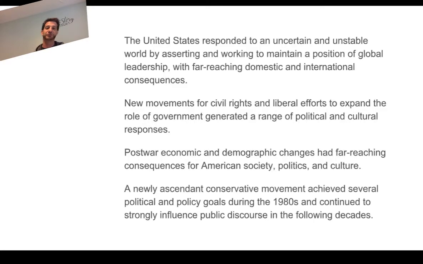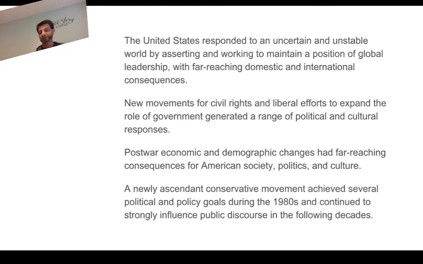So I want to start off with the major key concepts of these periods. Again, with key concepts, it's not so important that you're knowing the exact language, or memorizing this word for word, but that you're getting the overall story of where this is going. So from period 7 to 9, the first key concept is about how the United States becomes a global leader, and that has far-reaching effects for both domestic and international policies.